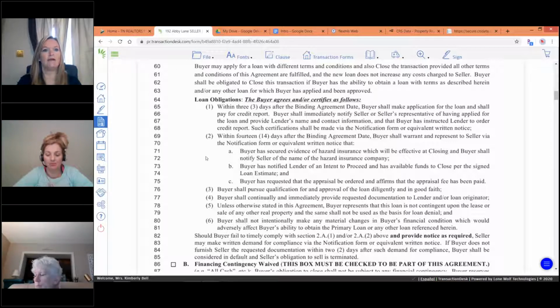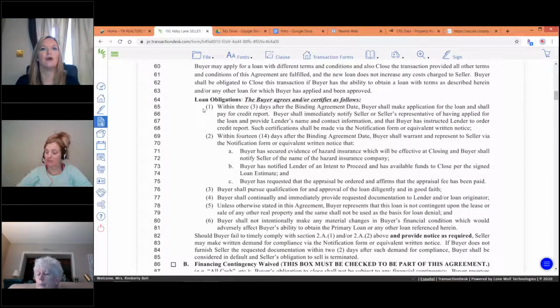Loan obligation. This gets kind of sticky here. Within 3 days of the binding agreement date, the buyer shall make application for the loan and pay for the credit report. Just because they're pre-approved doesn't mean that they made application. Application and being pre-approved are 2 very different things. Application is something that you actually put in all your documentation.